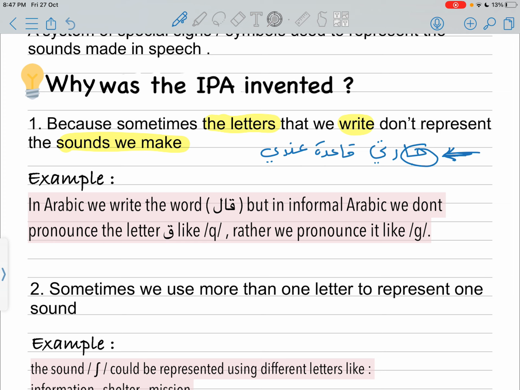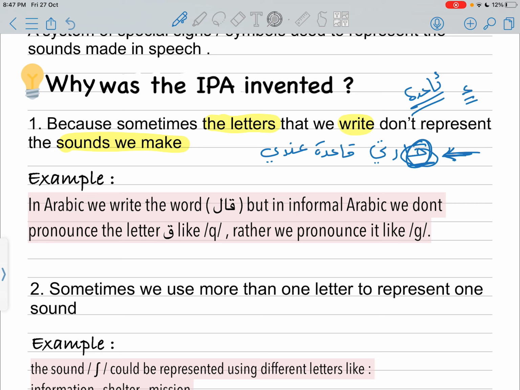But the sound ja, we don't have a letter that represents the sound ja. So I write this sound, this letter, and I don't have a letter in Arabic to represent it. But let's stick to the sound ja. The ja sound, we don't have a letter in Arabic that represents the sound ja.